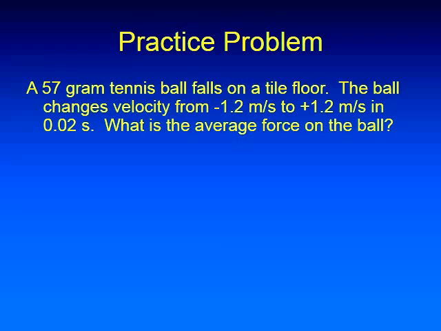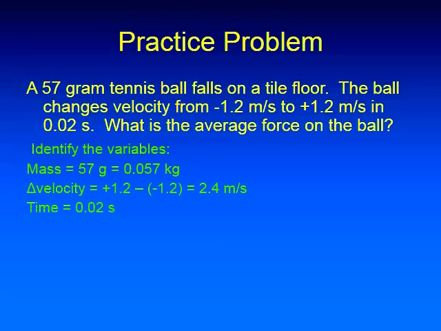Right, so let's see if you got it right. Okay, so again, you're identifying the variables. The mass is 57 grams, or in this case, because we're now converting that to SI units, it's 0.057 kilograms. And the change of velocity is going to be from plus 1.2 minus 1.2. Remember, of course, that change in velocity equals the velocity final minus the velocity initial. And because the initial velocity is negative, it's going to be plus 1.2 minus negative 1.2. So it's going to be 2.4 meters per second. And the time is 0.02 seconds.